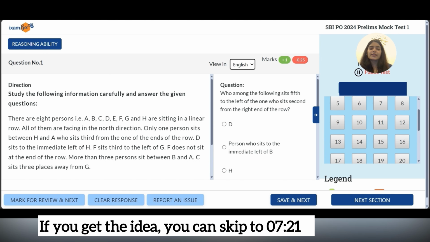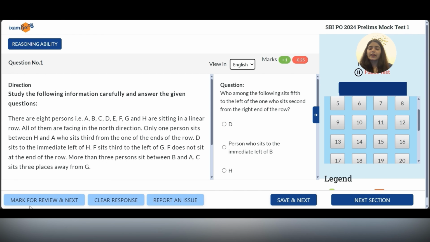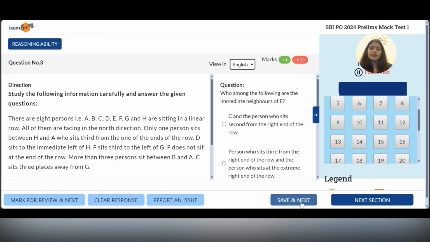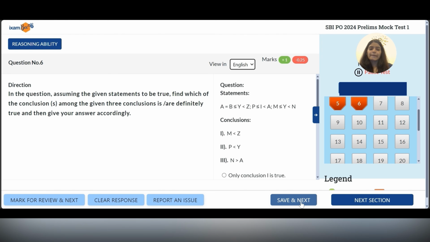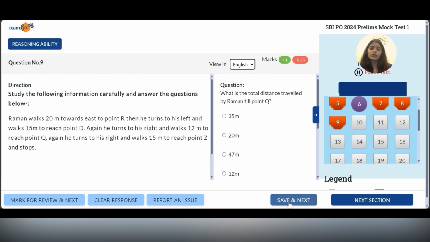This is your reasoning question paper. So for reasoning, I can see that this is the first question, which seems to me like a puzzle. I'll mark it for review. I'll save next. Statement and conclusion question. So mark it for review. They are also usually in a chunk of 3 or 4. So 3 questions from statement and conclusion.